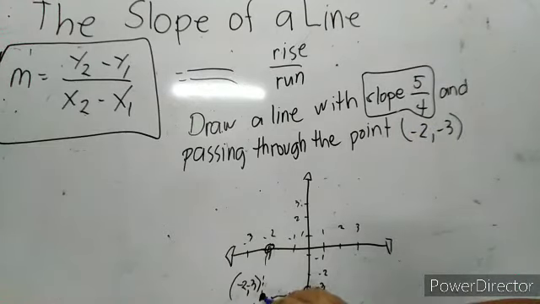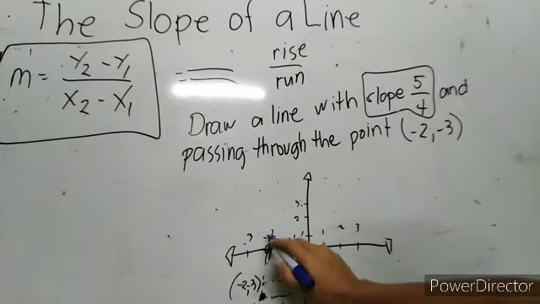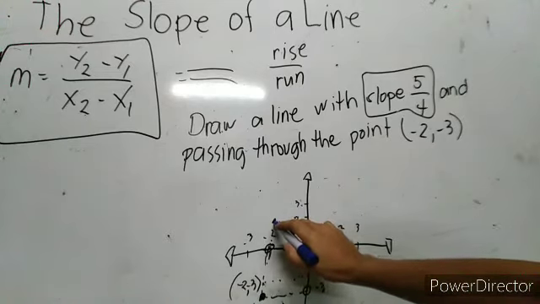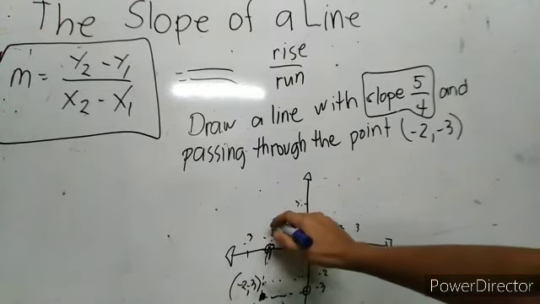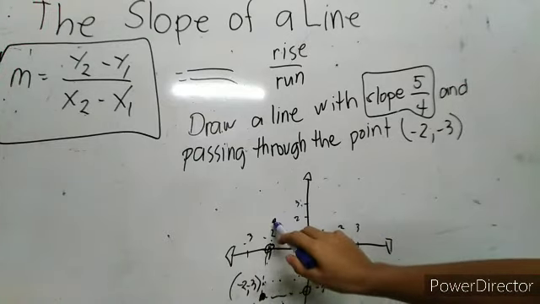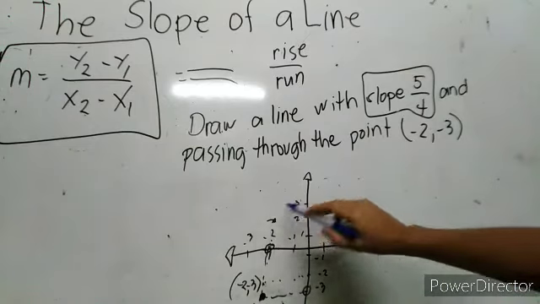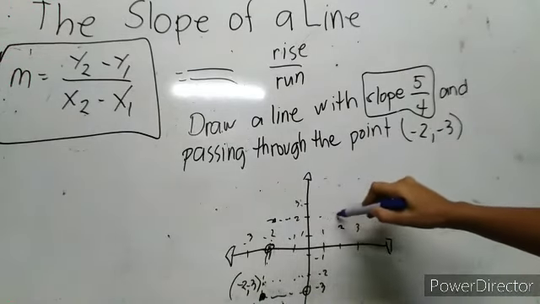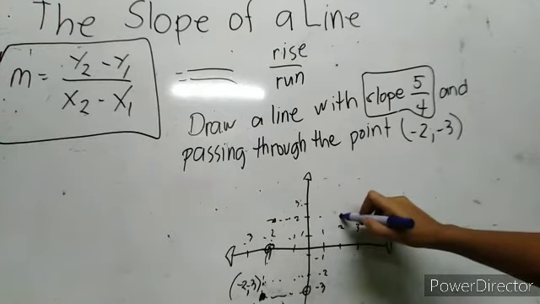Again, 5 steps up, using the labels as our basis. So 1, 2, 3, 4, 5. Then from the rise of 5, we run 4 to the right, because it is positive. So that is 1, 2, 3, 4. This is our new point.